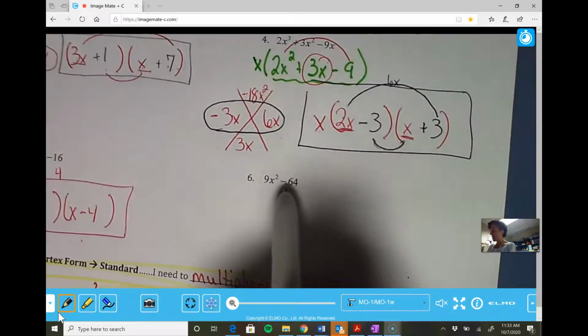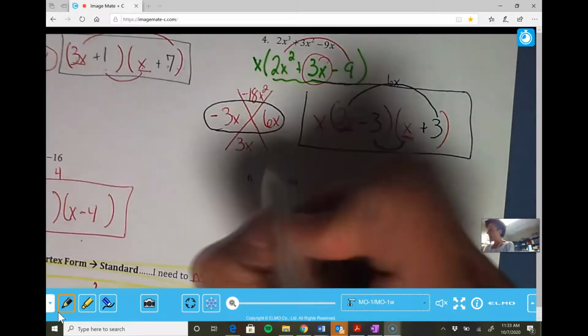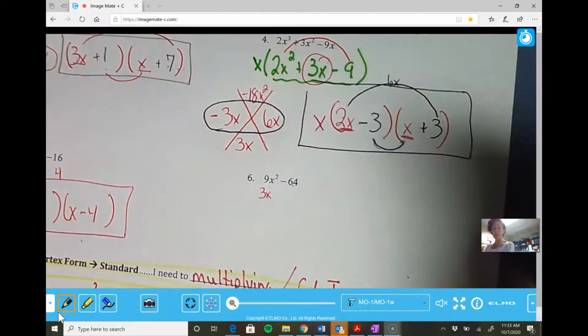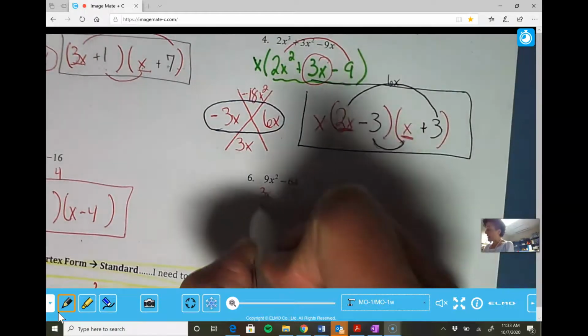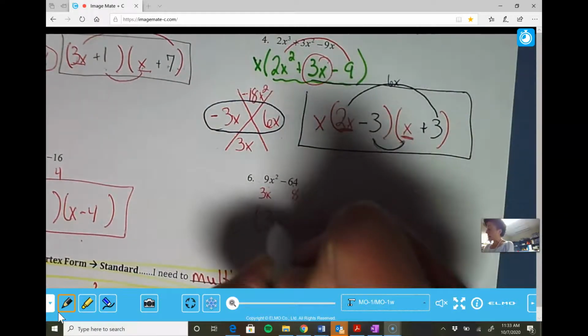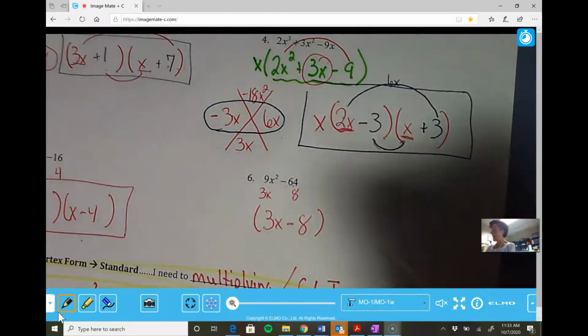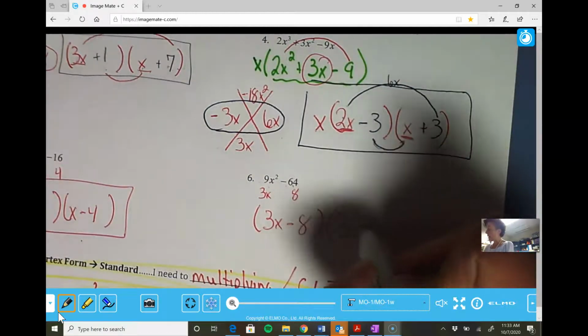6, again, subtraction, 2 terms. This has a nice square root of 3x. This has a nice square root of 8. And I can do 3x. This time I'll put the minus first. It doesn't have to be the plus. And 3x plus 8.